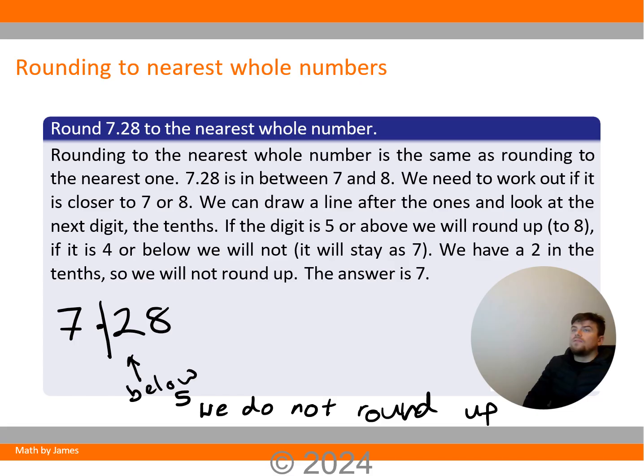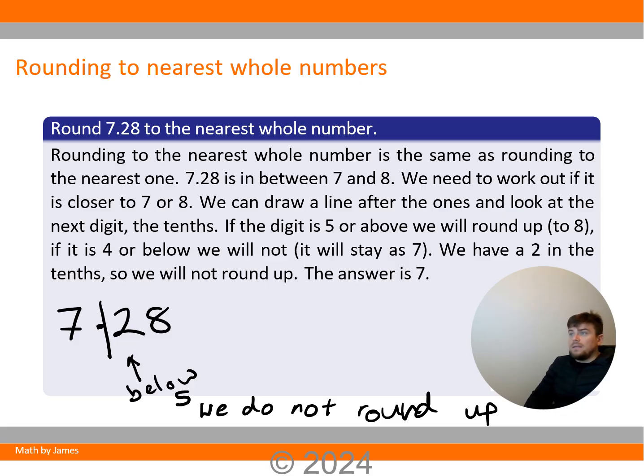So we take you through the first example, round 7.28 to the nearest whole number. Rounding to the nearest whole number is the same as rounding to the nearest one in this case. So 7.28 is between 7 and 8, so we need to work out what's closer, 7 or 8.